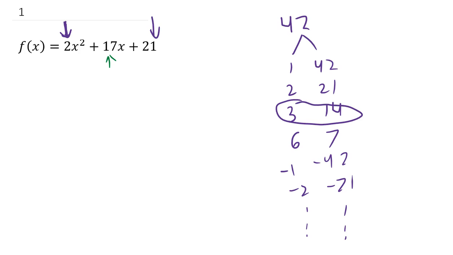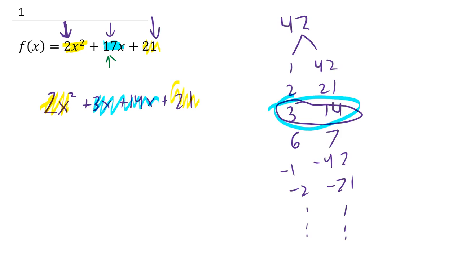I'm going to use those to rewrite my quadratic. Instead of a trinomial, I'm going to write it with 4 terms because I'm going to split up the 17 into a 3x and a 14x. I'm going to rewrite this as 2x squared plus 3x plus 14x plus 21. I kept my quadratic term the same, and I kept my constant term the same, but my linear term, my 17x, I split up into 3x and 14x, which I got from here, of course.